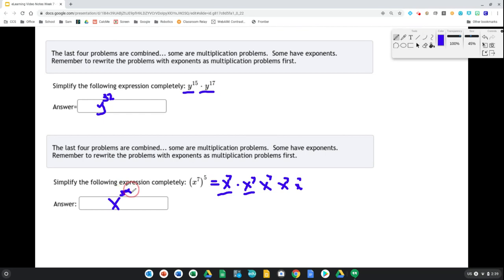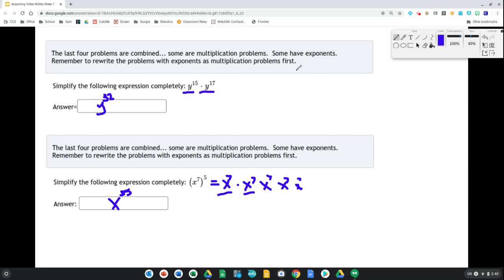Make sure that you understand on this one, I added the 15 and the 17 because there were 2 different y's. This one, there's only one x. So I take that same thing, I write it down 5 times, and then I add the 7. So there's an extra step on this problem because of the way it's written. It's been abbreviated, and so we have to expand it back out before we add things together. So make sure you understand the difference there.